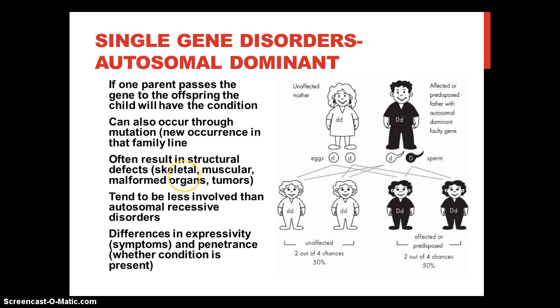So for single gene disorders, what we call autosomal dominant, the way this works is if one of your parents passes the gene on, then you get the condition. It can also occur through mutation or new occurrence in that family's line. It results in structural defects like skeletal, muscular, malformed organs or tumors, and they tend to be less involved than autosomal recessive disorders. And you can have differences in expressivity or symptoms and penetrance, whether the condition is actually present.